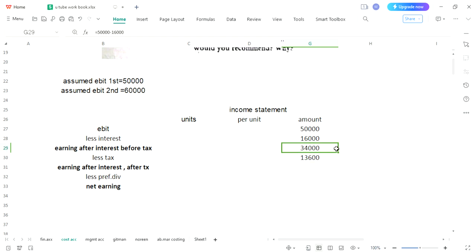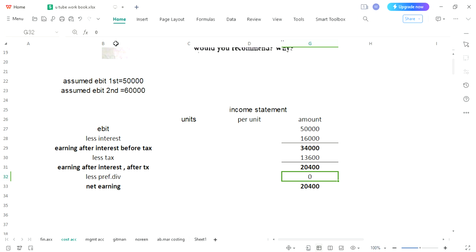Tax has been calculated. Now we can calculate our income after tax. For that you will subtract tax from the previous earning. Previous earning is 34,000 and you will subtract the amount of tax, which is 13,600. So we have got earning after tax. There is no preferred dividend, which means the same previous income would be considered as your net earning, which was needed to calculate our EPS.